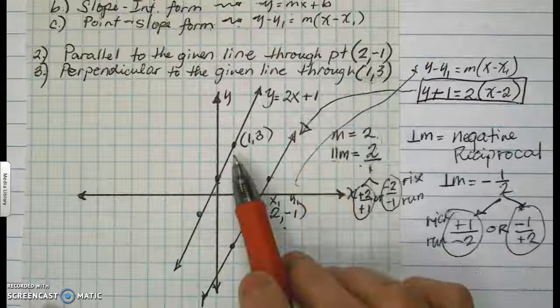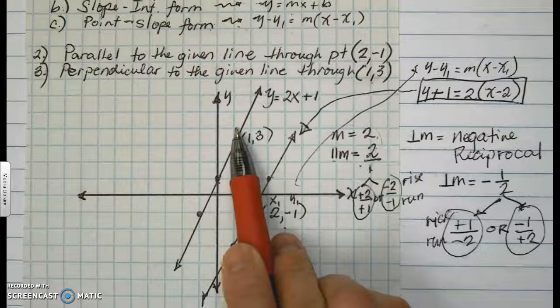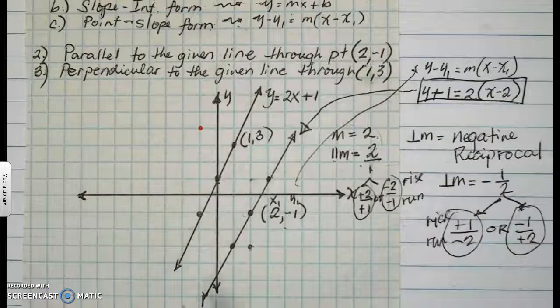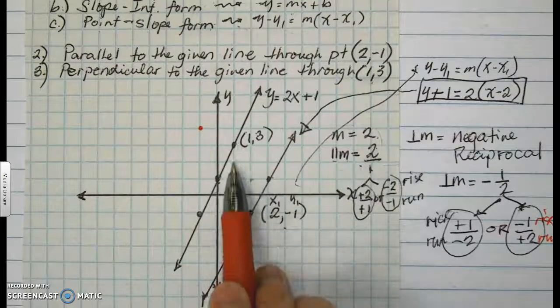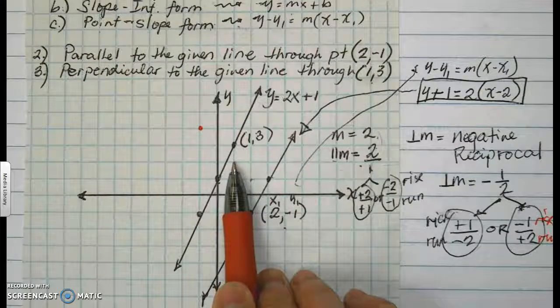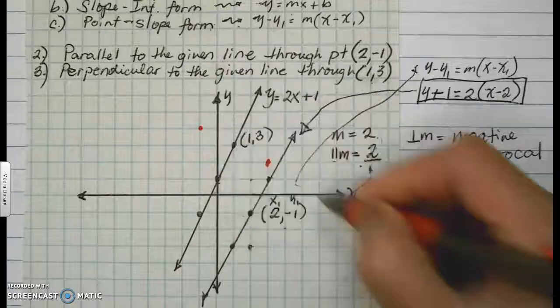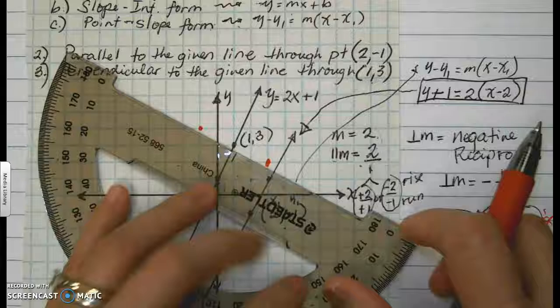From the given point 1, 3, I'm going to rise 1, and I'm going to run negative 2, which means to the left. It's right here. Now, I'm going to do this. So this is my rise, and this is my run. My rise is negative 1. So from here, I'm going to go down 1 unit. And then my run is positive 2, which means I'm going to go to the right 2 units. These now are my points. I'm going to get my ruler and try my best to align them. And you're going to connect the dots.